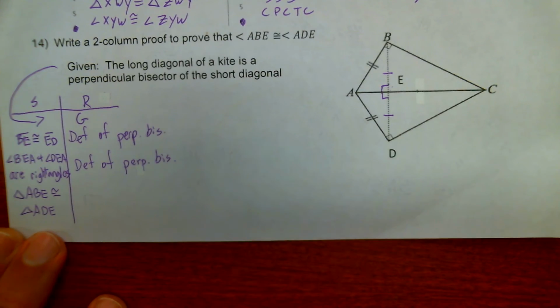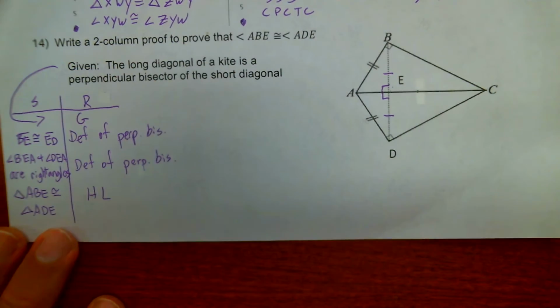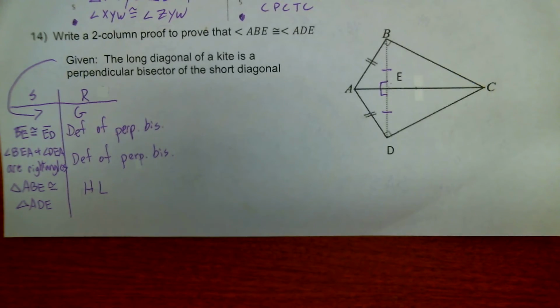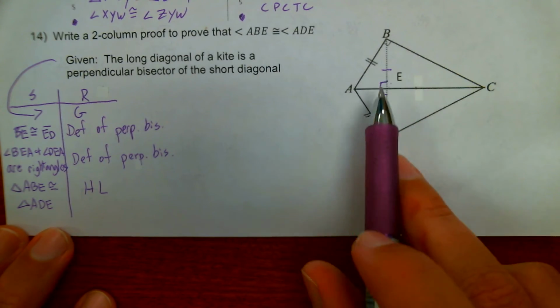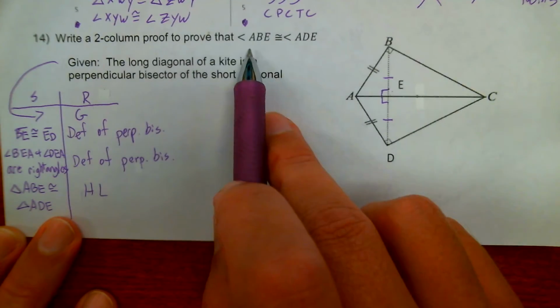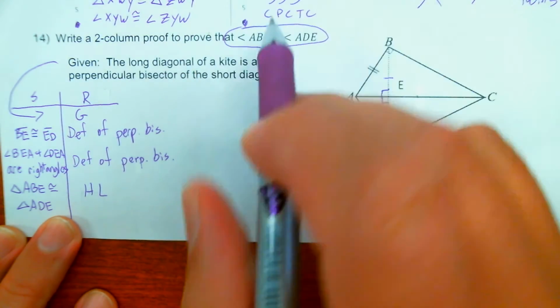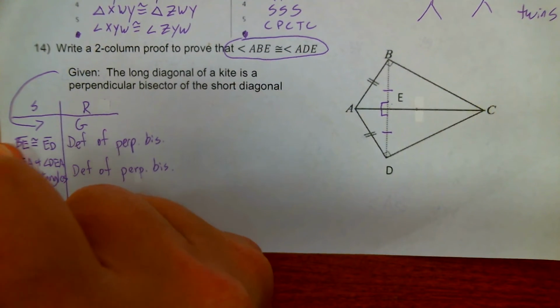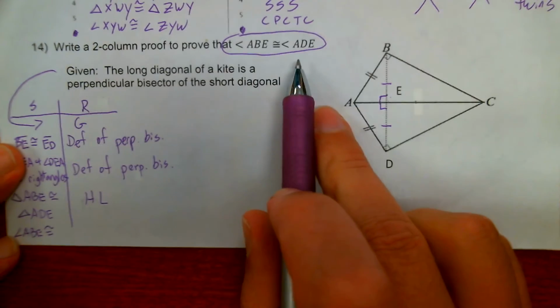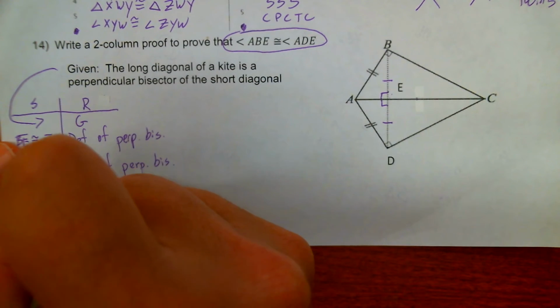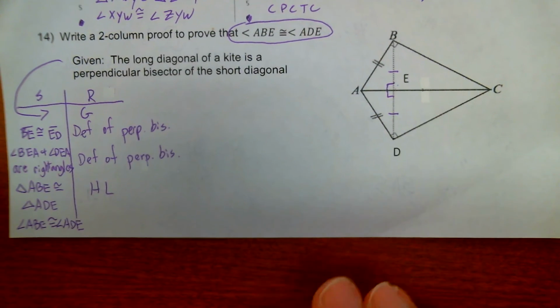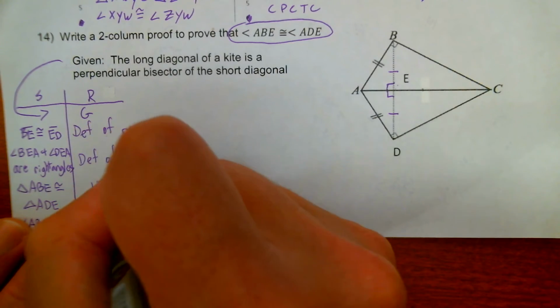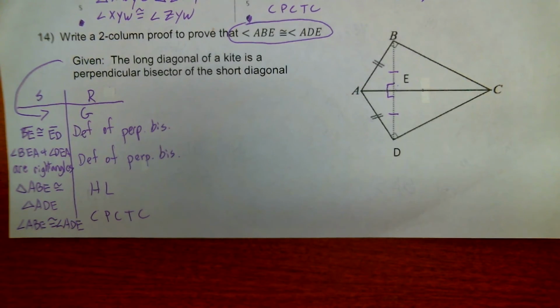Okay, why is that? That's because of the hypotenuse leg theorem, because of HL. Okay, and now that I've proven both of these triangles are congruent by HL, now I can prove that angle ABE is congruent to angle ADE, which is what we were asked to prove in the first place. The reason for that is because of corresponding parts of congruent triangles are congruent, CPCTC. Okay, now that's option 1.